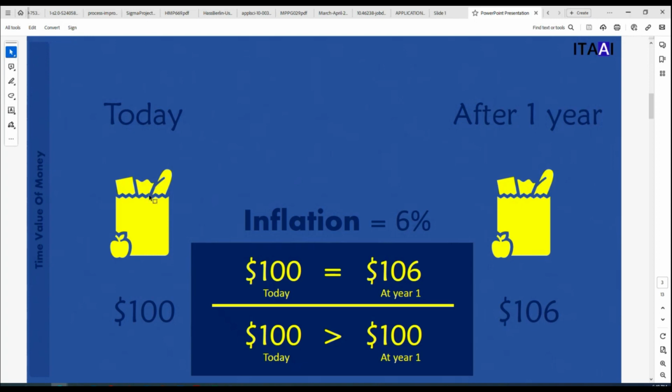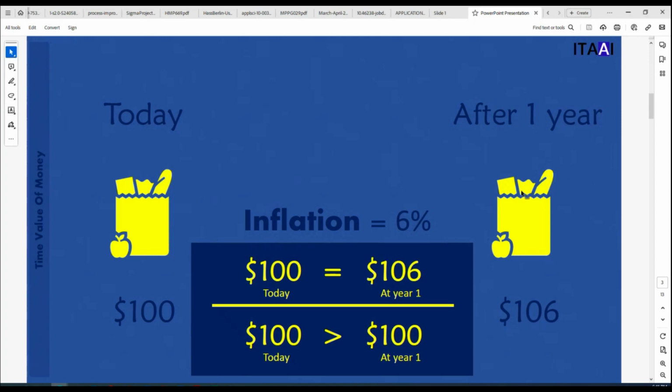Again, the content of the bag, the quality and quantities of whatever groceries are inside, remain exactly the same. But today I'm able to buy it for $100, and exactly 1 year from now, if I have to buy the same content, I have to pay $106. So $6 more would be required to buy the same bag. So we can conclude that $100 today is equal to $106 after exactly 1 year, because what you can buy with $100 today is the same that you will buy for $106 in the future, that is 1 year.